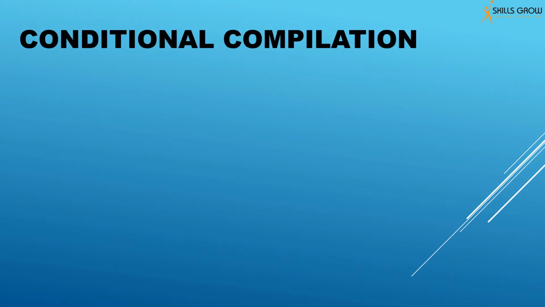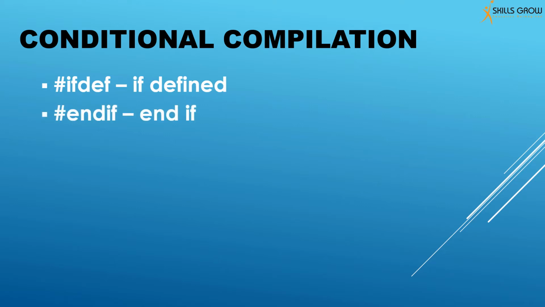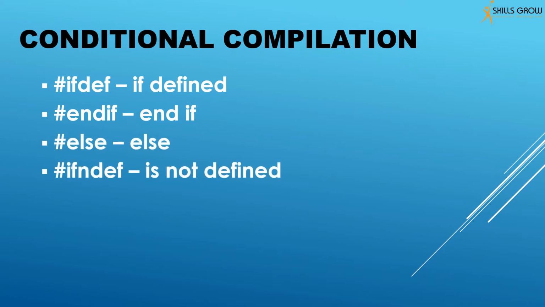Conditional compilation. 6 directives are available to control conditional compilation. The program code is compiled only if a specified condition is true. The 6 directives are #ifdef means if defined, #endif means end if, #else means else, #ifndef means if not defined, #if means if, #elif means else if.